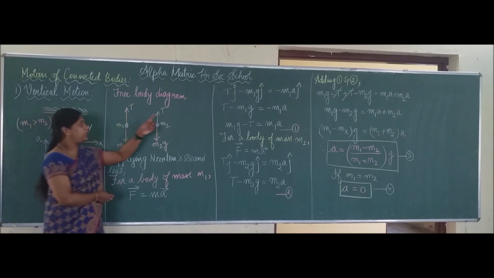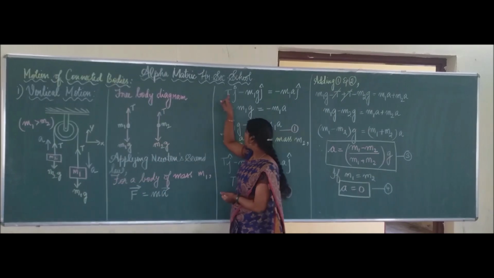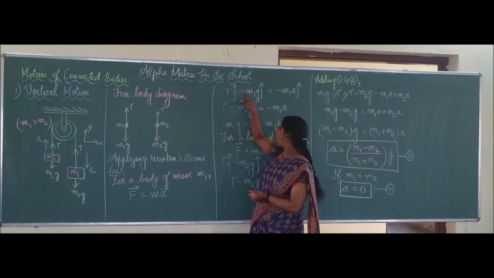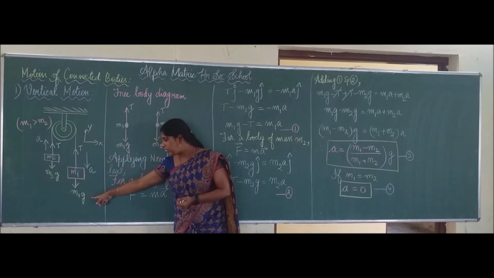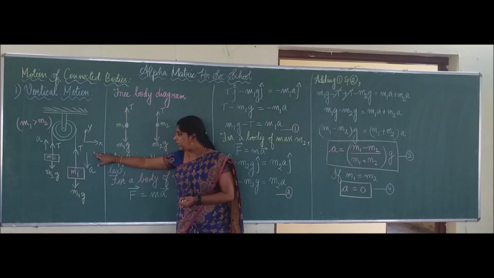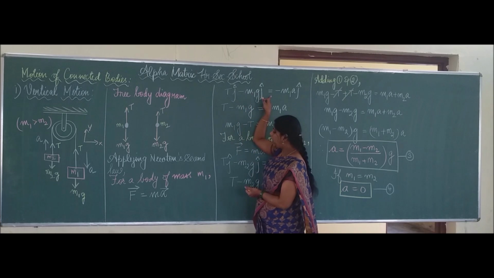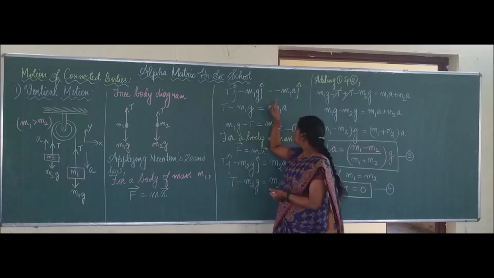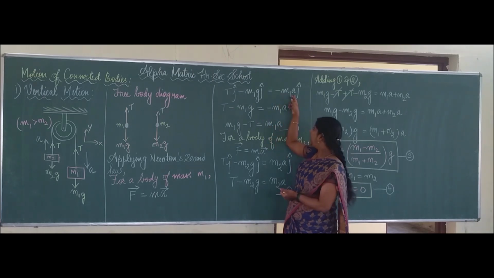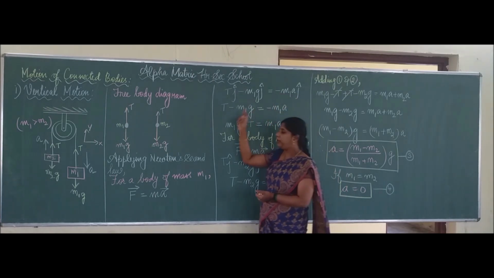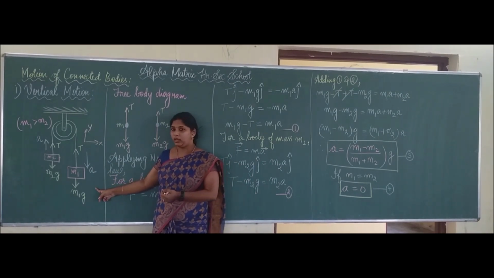So it is T j cap, and we put the unit vector here. T j cap minus M1g j cap, because T is in the positive direction and M1g is in the negative direction. So T j cap minus M1g j cap equals M into A. For the body of mass M1, we have to put M1 into minus j cap, because the acceleration is acting along the negative y direction here.